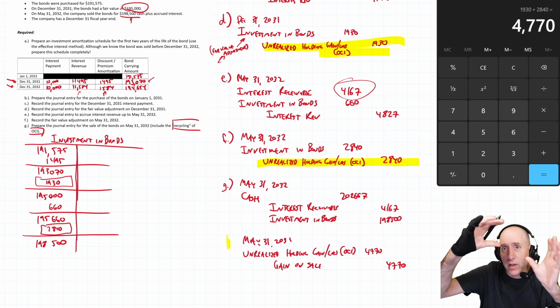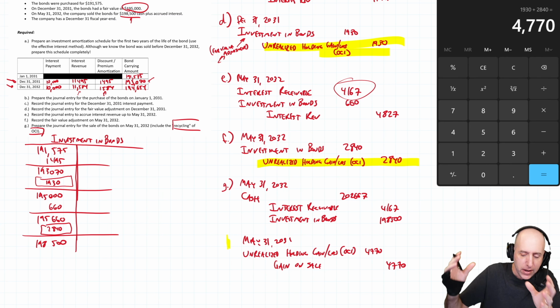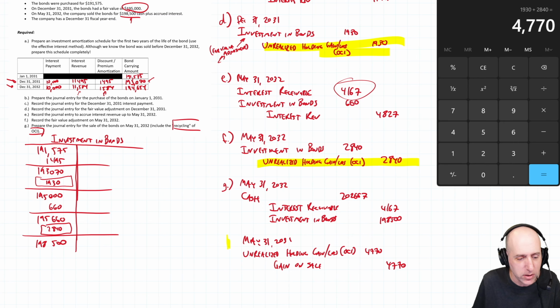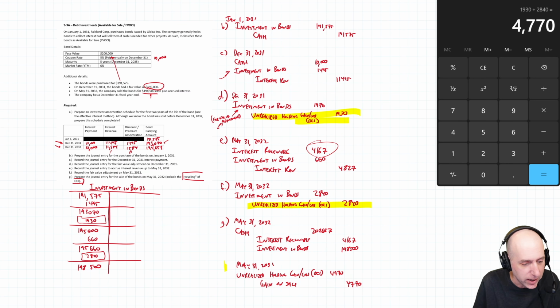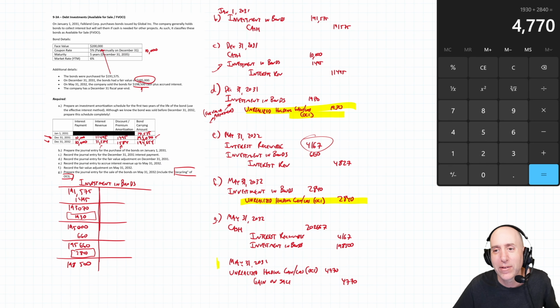Now it's all going to work its way through our AOCI account. There's funny things that happen, but they will work out behind the scenes. We wipe our OCI clean. We put it to a realized gain or loss on the sale of the investment. And there we have it. 9.3a is a doozy of a question, but we got through it together.